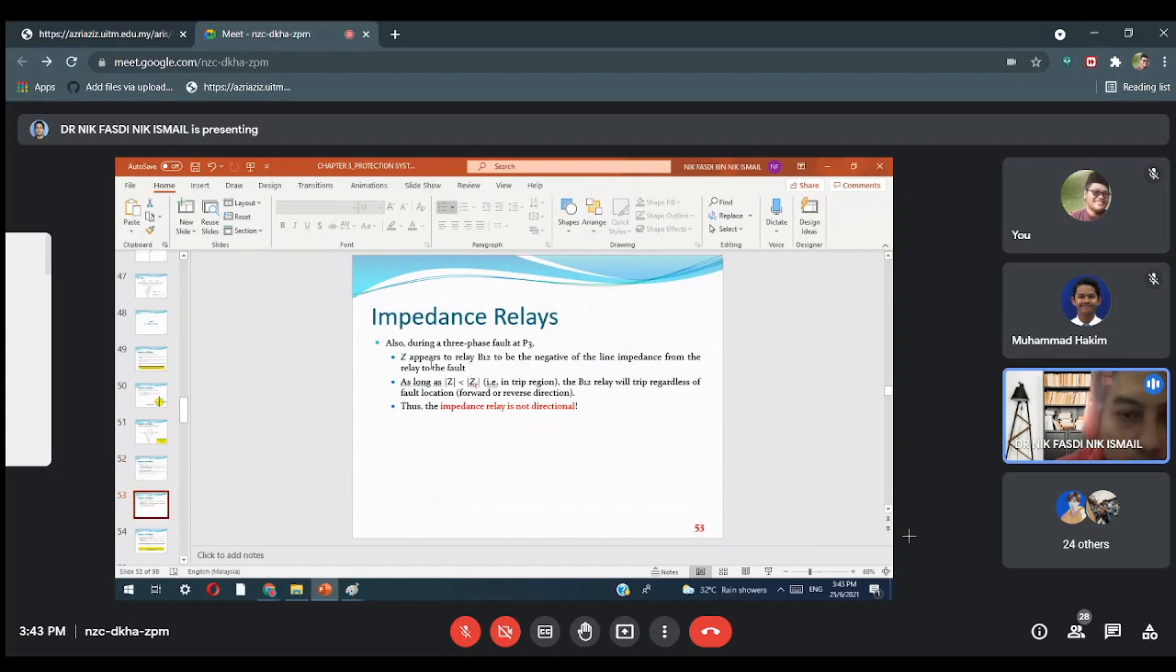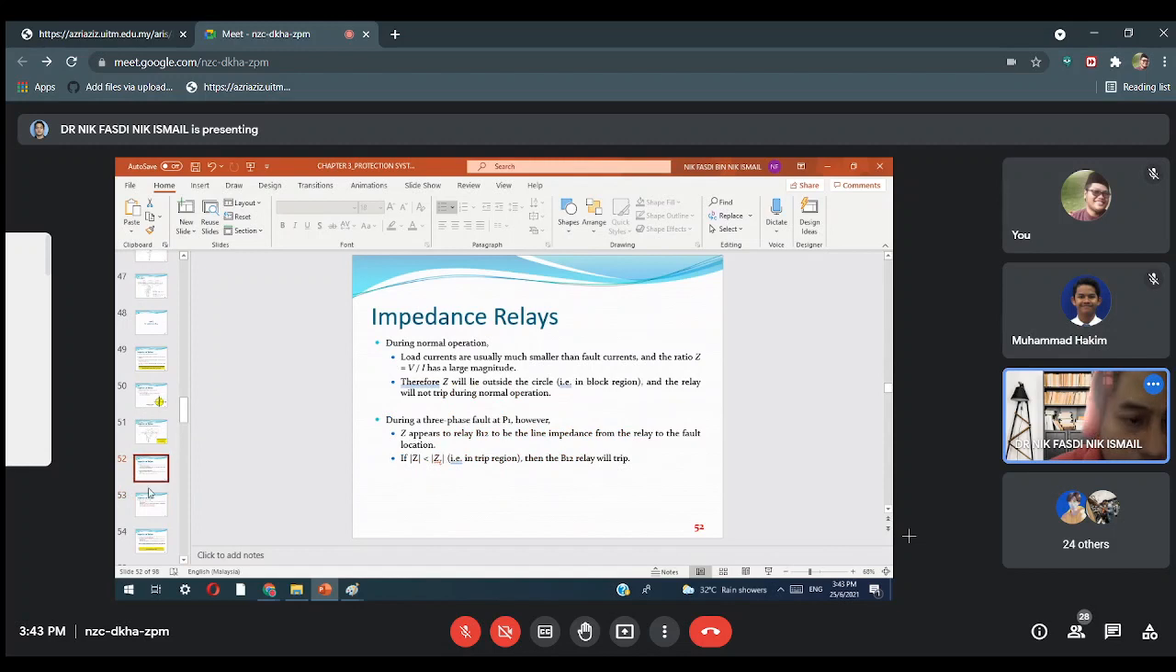Alright. Also during a three-phase fault, Z appears to relay B12 to be the negative of the line impedance from the relay to the fault. As long as Z is less than ZR in the trip region, the B12 relay will trip regardless of fault location, forward or reverse direction. Thus the impedance relay is not directional. So the story here is that it tries to mention that the relay is not like a directional relay, which is based on the direction. It doesn't care as long as the fault is within its reach, within its cover area.